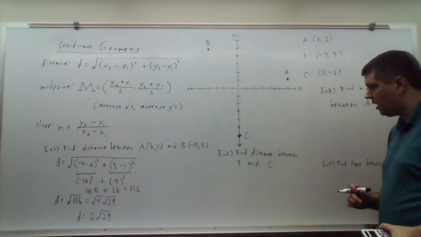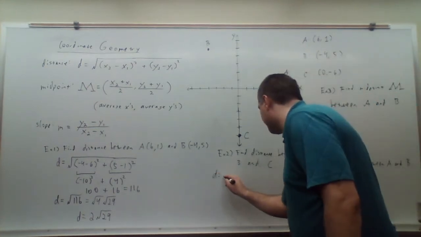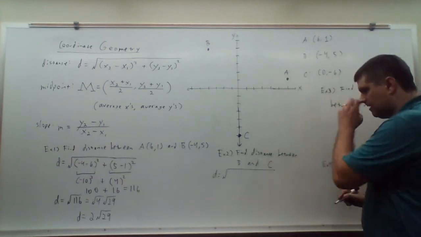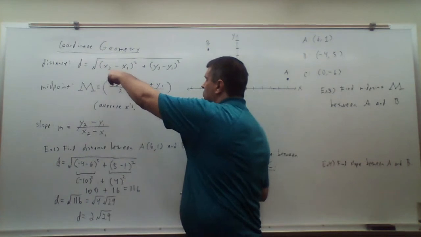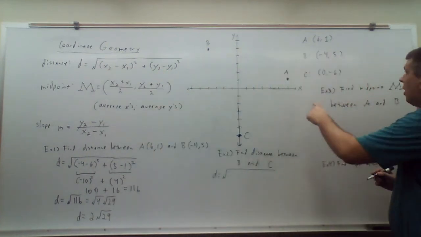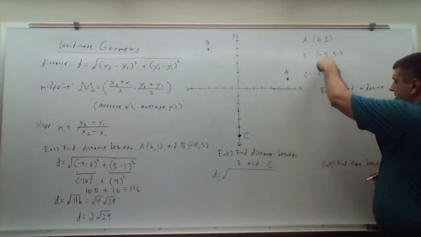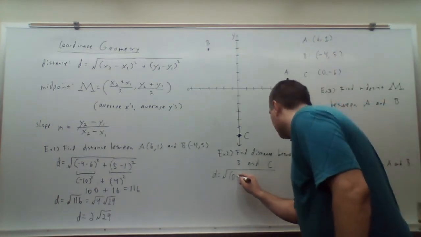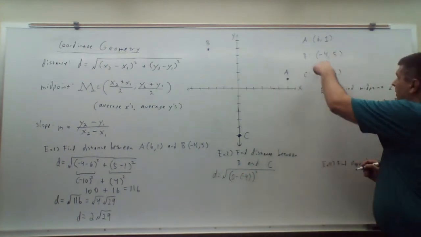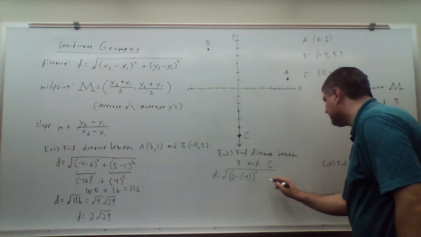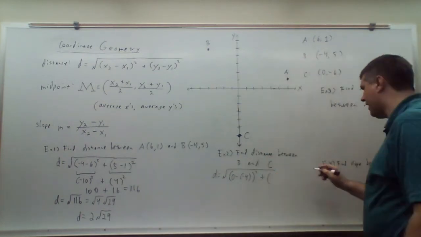Okay? Alright, next I want to find the distance between B and C. Well, distance will equal square root of, let's see, it says subtract my x's and squared, subtract my y's and squared. So, between B and C, x's 0 minus negative 4. Okay, so 0 minus negative 4 squared plus, and subtract my y's, negative 6 minus 5.